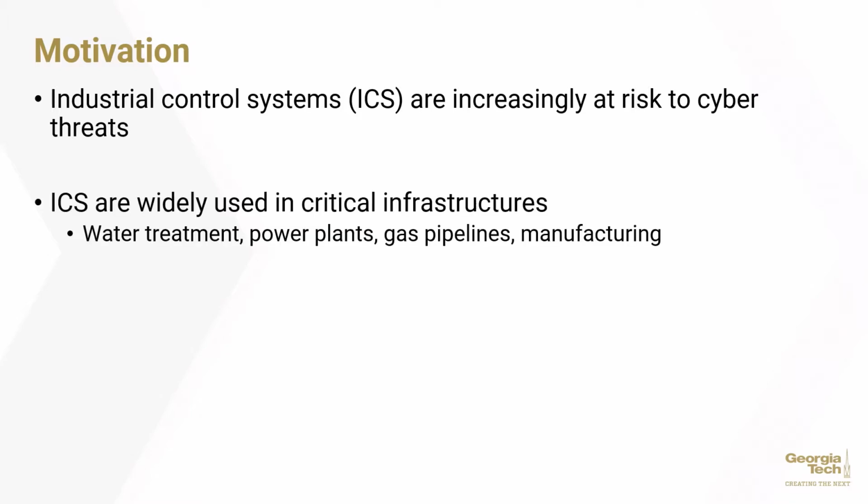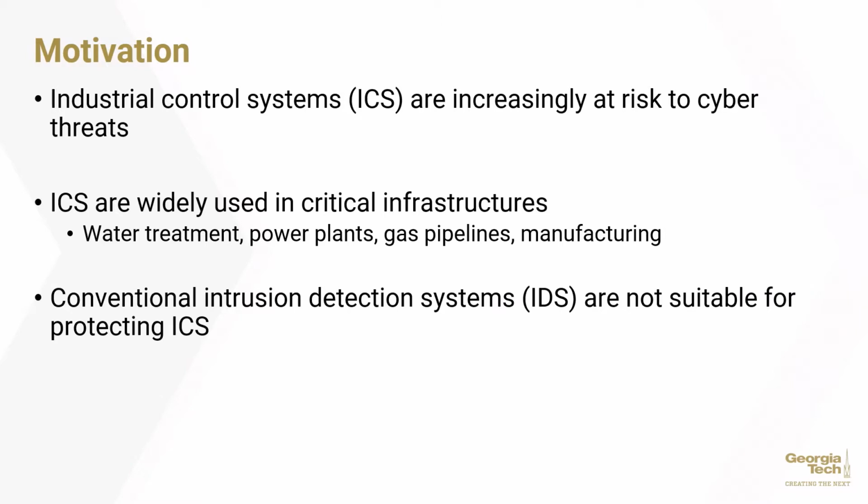This is important because ICSs are widely used in critical infrastructure. So in power plants and power transmission, water treatment plants, gas pipelines, manufacturing, these all typically involve some form of ICS, and they are also prime targets for malicious hacker groups or nation states. And this is a problem because conventional intrusion detection systems that you might use on a traditional IT network are not suitable for protecting ICSs.